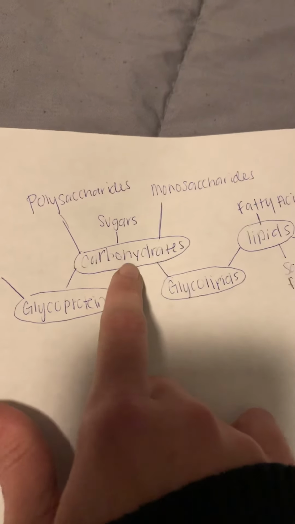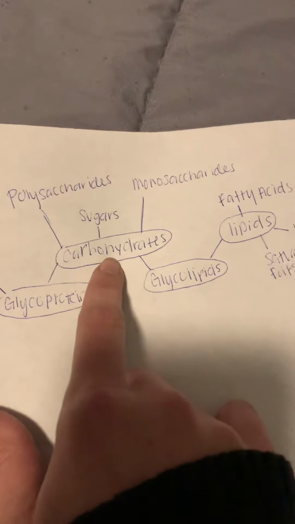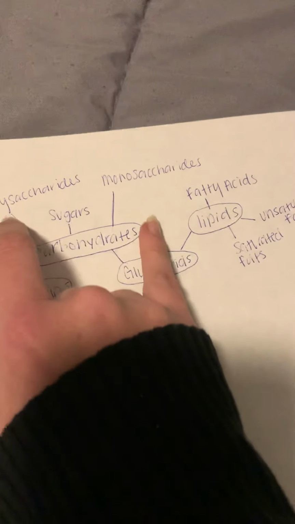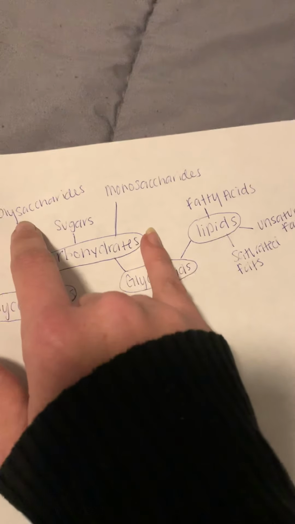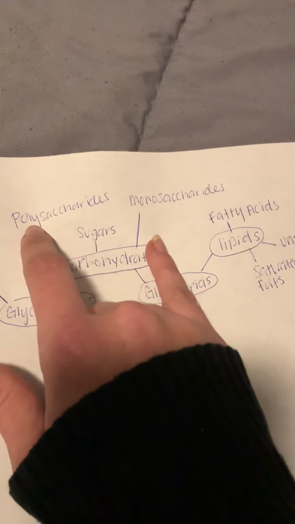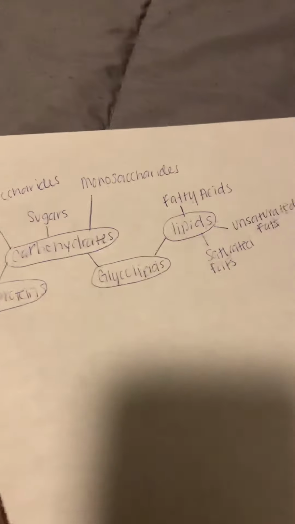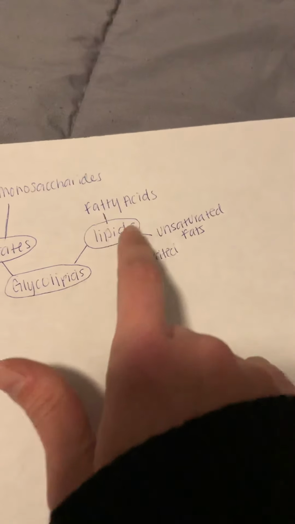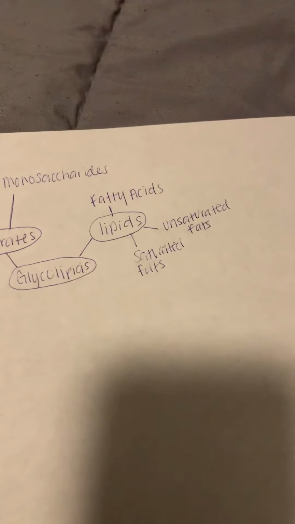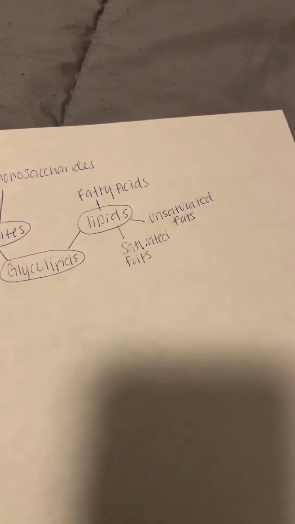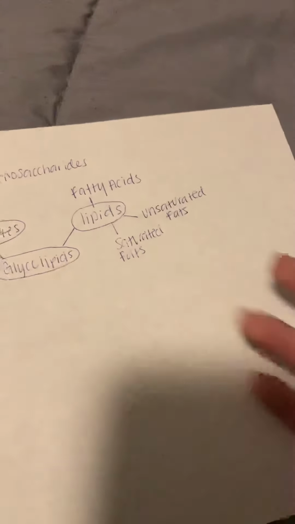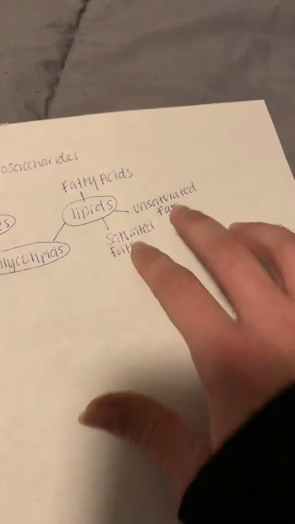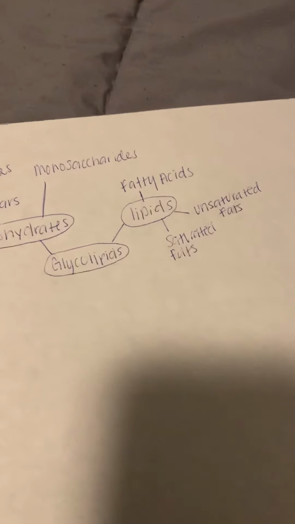Now with carbohydrates, sugars are formed, and polysaccharides and monosaccharides are the types of carbohydrates. And then with lipids, we have fatty acids that are formed, and that's what your body breaks them down to, at least. And then what forms those is saturated fats and unsaturated fats.